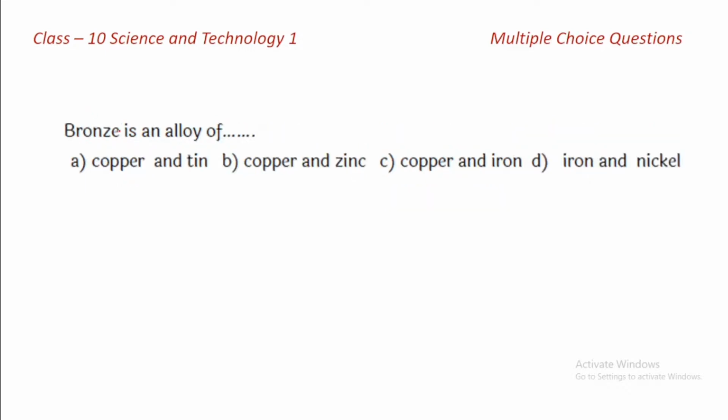Next question is, bronze is an alloy of copper and tin, copper and zinc, copper and iron or iron and nickel. So we know that bronze is an alloy of copper and tin. So option A is the correct answer.